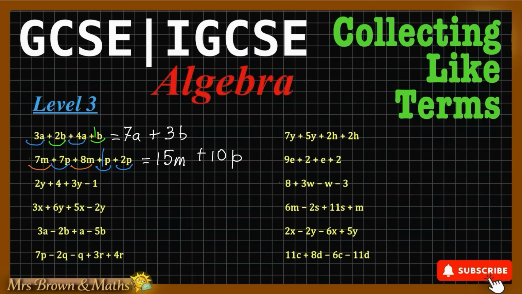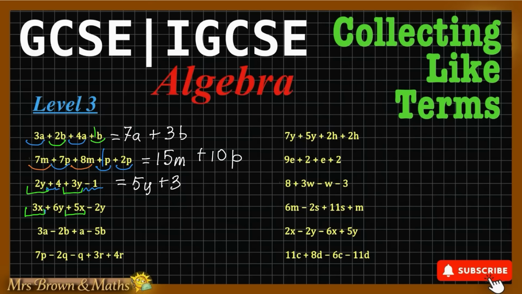Next question. 2y plus 4 plus 3y minus 1. Y terms. 2y plus 3y will be 5y. Now numbers, 4 minus 1 gives me 3. So final answer is 5y plus 3. Next question. 3x plus 6y plus 5x minus 2y.